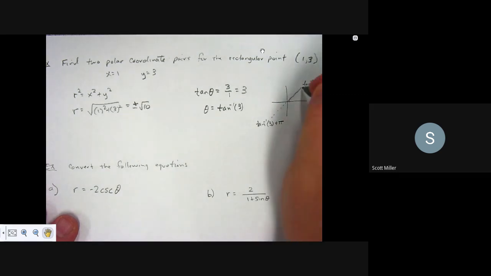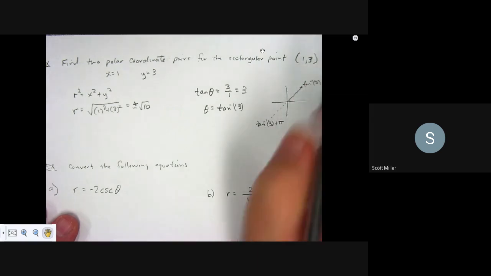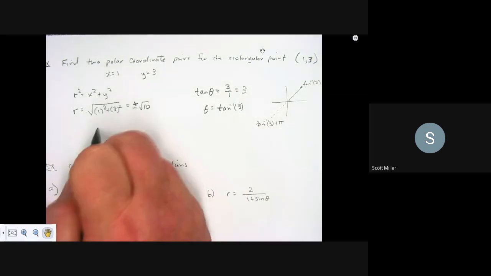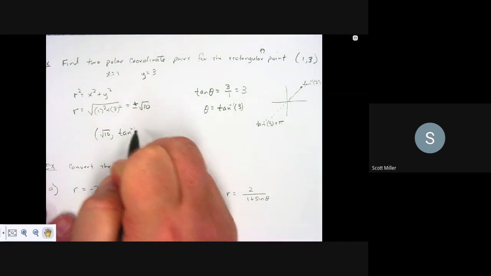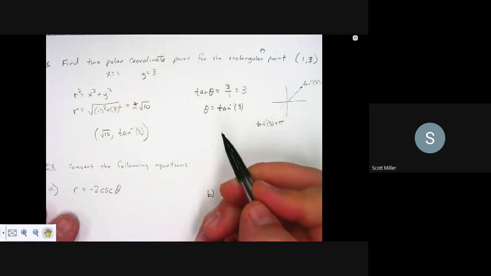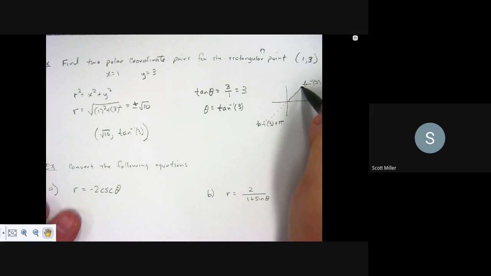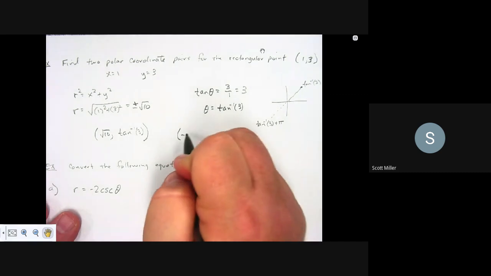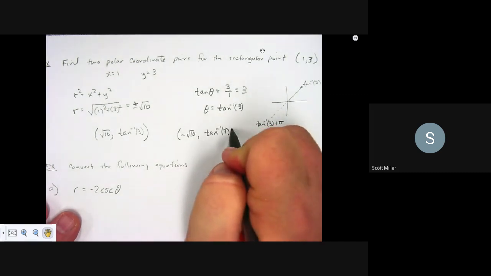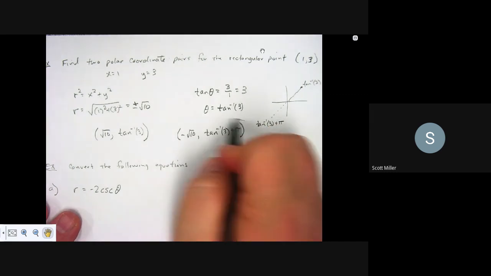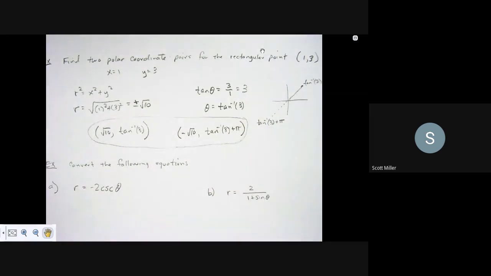So the point (1, 3) is right here. How can I use these to get that point? Well, for this one, it's pretty straightforward. It's going to be the positive r and then the angle. But I can also get that point in polar by going to this angle and then walking backwards. And that's where the negative square root of 10 comes in. And then you use this other angle to get to the other one. So there are the two polar coordinates that do it.